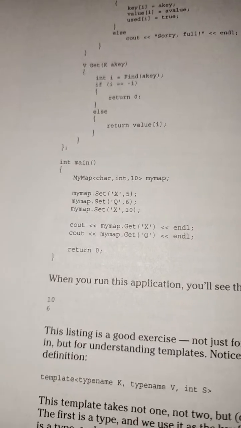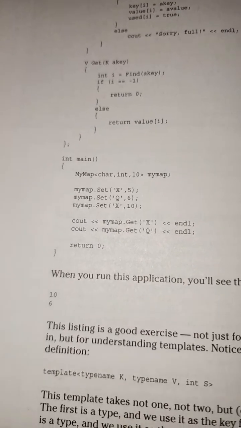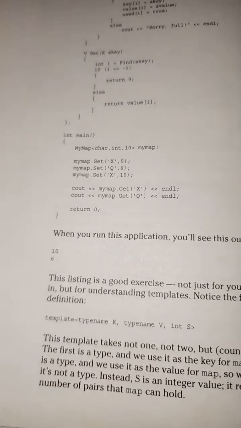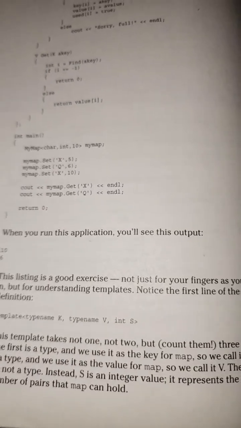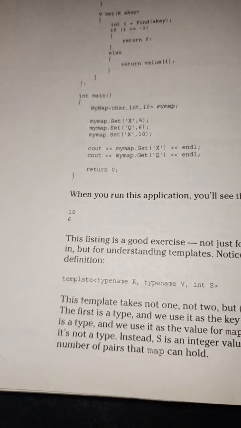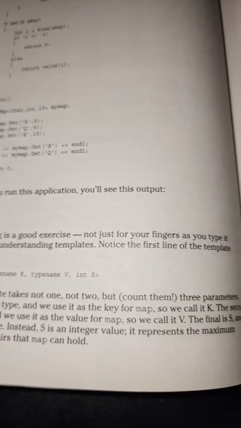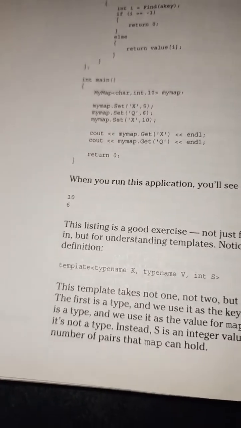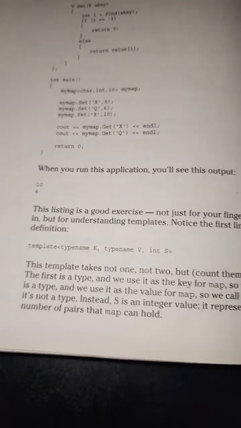cout << myMap.getX() inline; cout << myMap.getQ() inline; return 0. When you run this application, you'll see this output: 10, 6. This listing is a good exercise, not just for your fingers as you type it in, but for understanding templates.